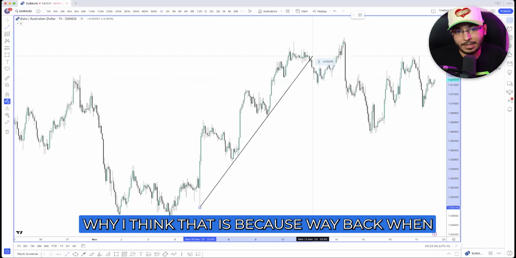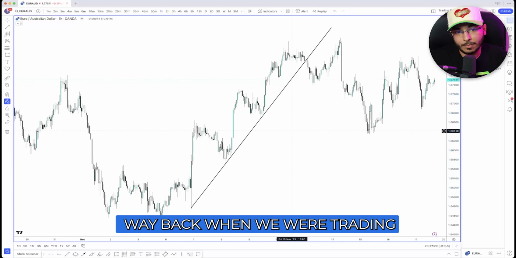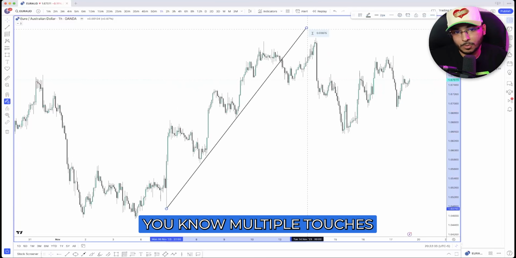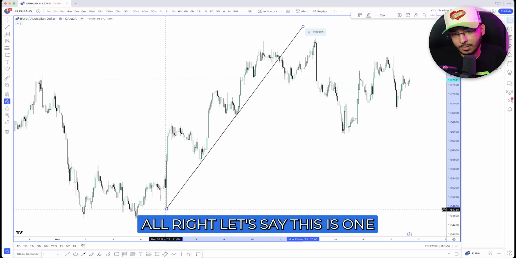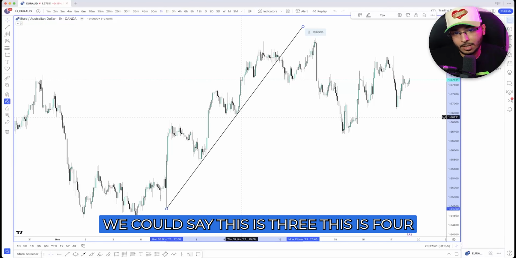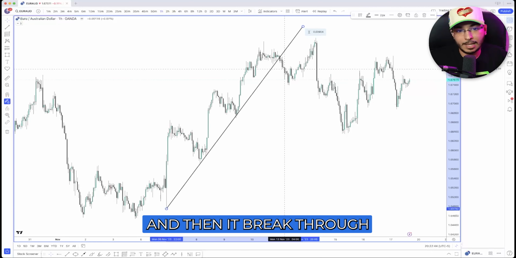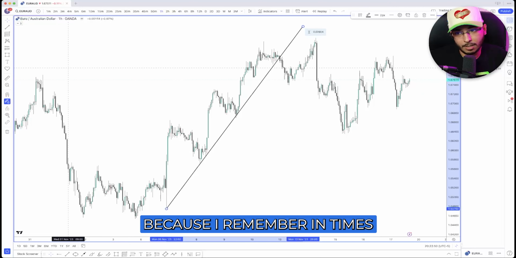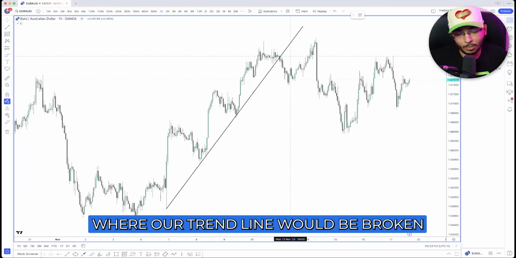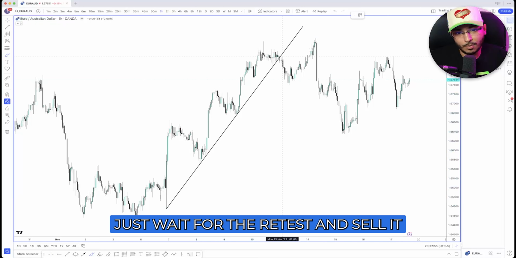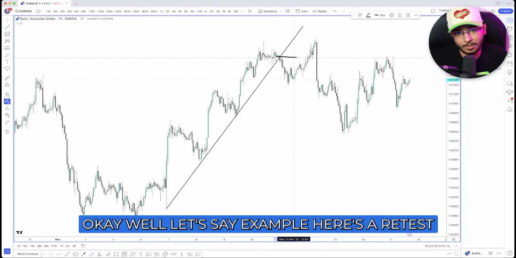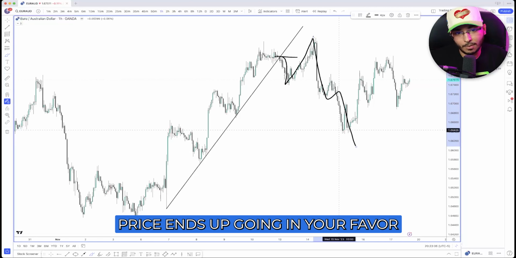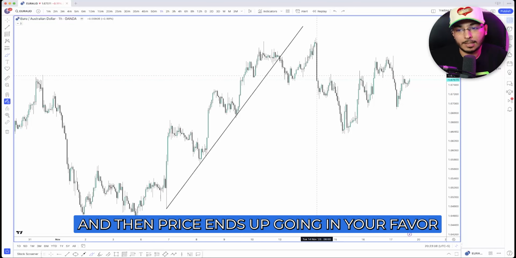I feel like trend lines way back when used to work better. The reason why I think that is because way back when we were trading, we would wait for multiple touches to a trend line. Example, let's say this is 1, then there was 2, this is 3, this is 4. And let's say on the next one we'd buy and then it'd break through, and it wasn't a strong correlation that, hey, this was a bearish market. Because I remember in times where our trend line would be broken, people would say, if it's broken, just wait for the retest and sell it. Okay, well, let's say here's a retest, and then we sell, boom, you get taken out, and then price ends up going in your favor. It's always super annoying when you get taken out and then price ends up going in your favor.